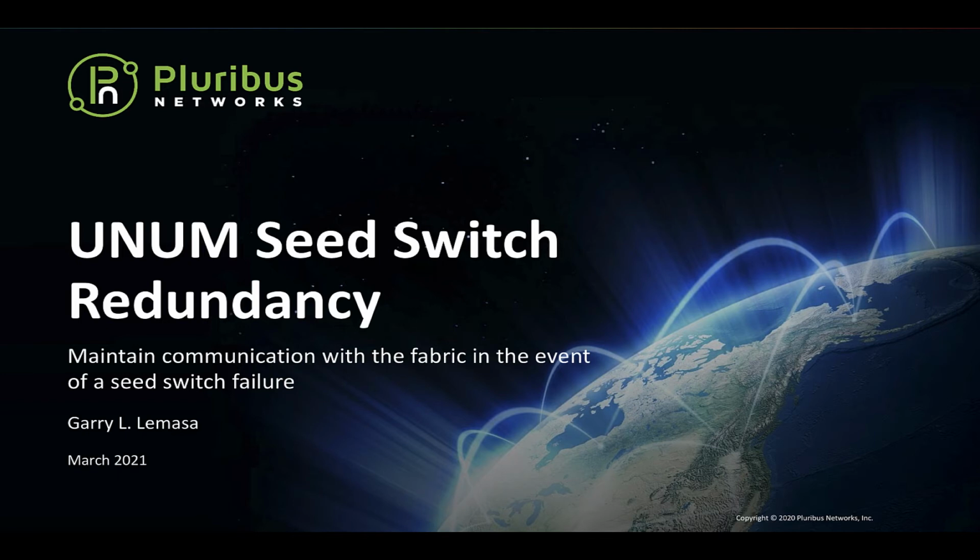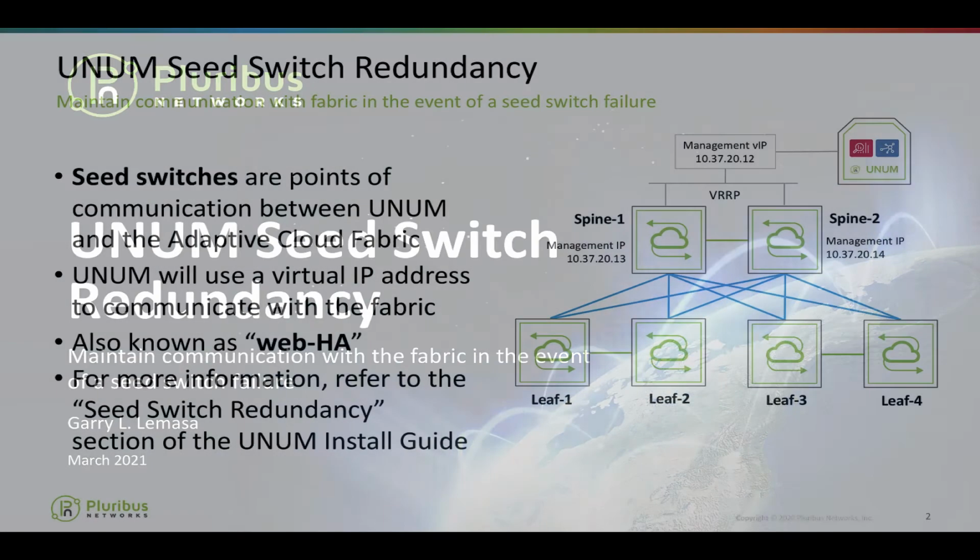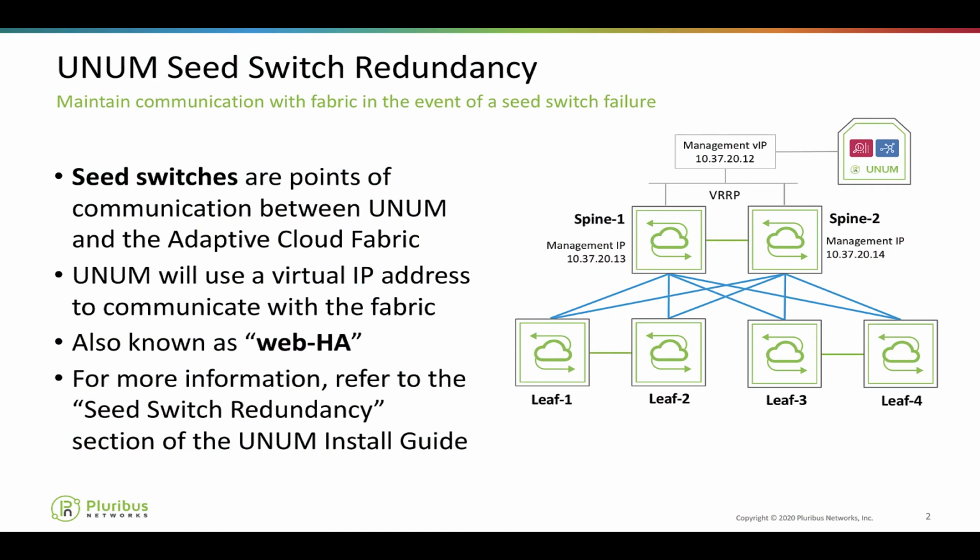Thanks for watching this video on UNUM seed switch redundancy. Seed switches are nodes that act as points of communication between UNUM and the fabric. By configuring seed switch redundancy, UNUM will use a virtual IP address to communicate with one of two nodes, providing redundancy during periods where one switch is offline. This ensures continuous management of the fabric.